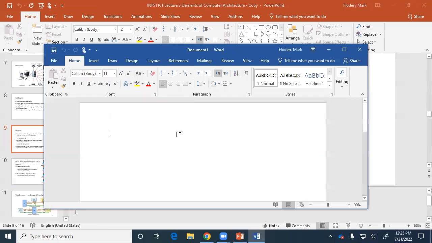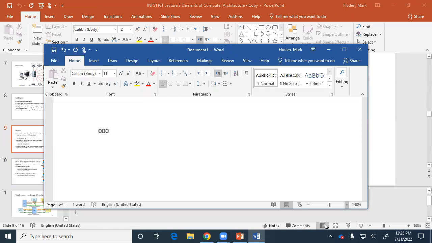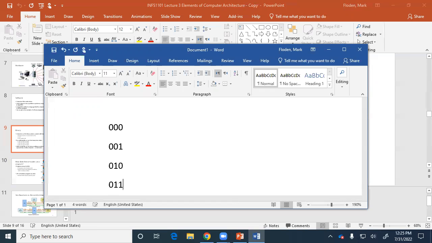So let's take 3 bits. You could have 0, 0, 0. Let's make it a bit bigger. That's 1 state. Then you could have 0, 0, 1. You could have 0, 1, 0. Then you could have 0, 1, 1. Then you could have 1, 0, 0. Then you could have 1, 0, 1. Then you could have 1, 1, 1.